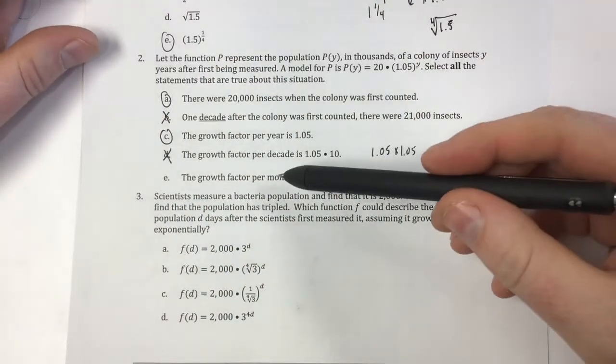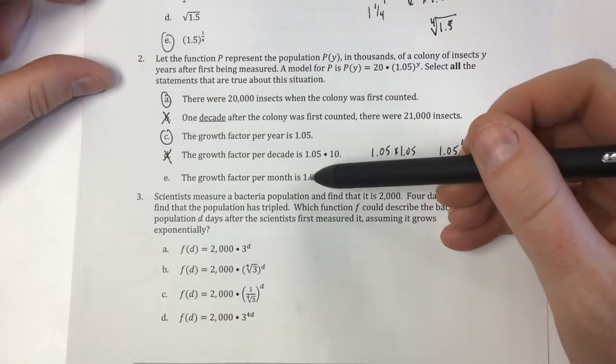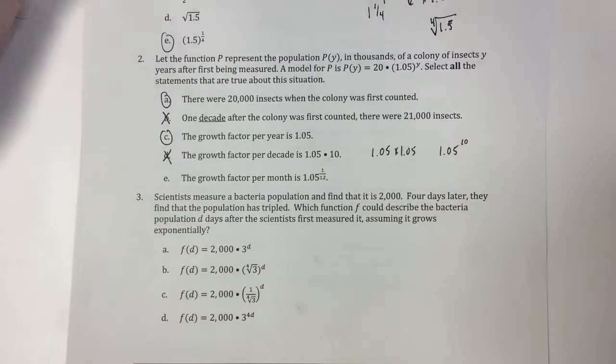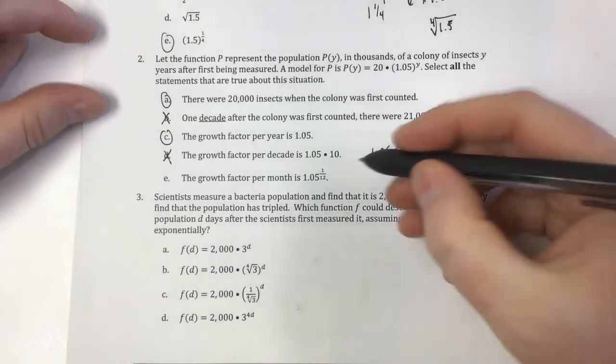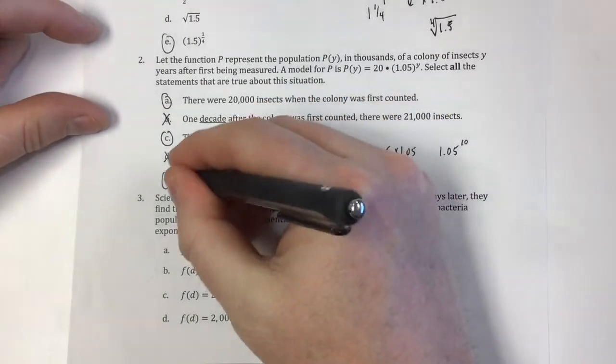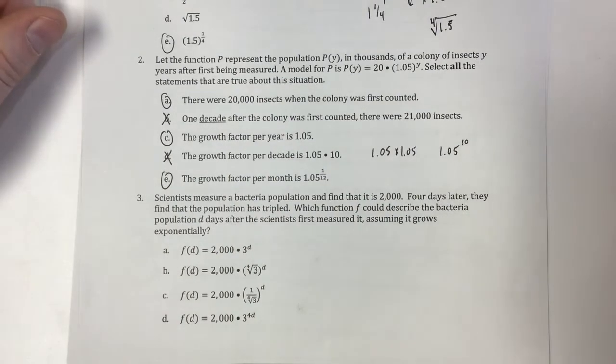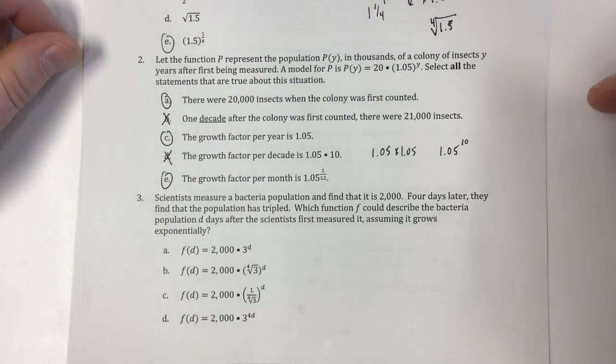And then finally, if I want to find the growth factor per month, well, this is the growth factor per year, and 1 month is 1/12 of a year. So I would have to multiply by 1.05, 1/12 of a time, which is exactly what this is doing. So that is the answer for number 2.